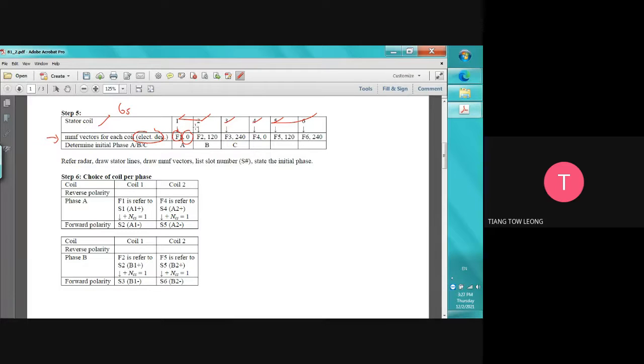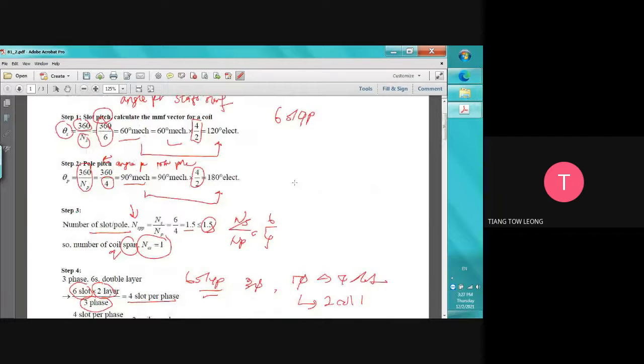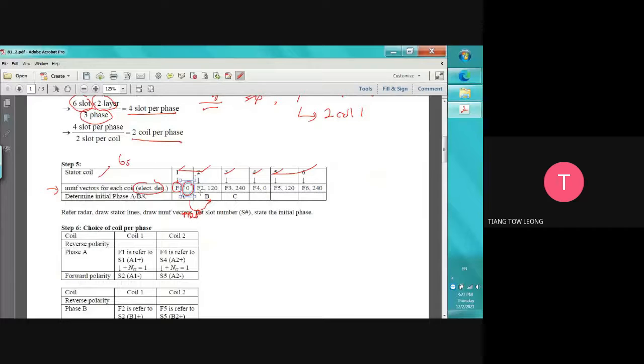And then how to get the next value is actually with plus. We plus 120 electrical degree from the calculated value. So we plus 120. Then we plus again become 240. Then 240 plus 120 become 360. 360 is start from 0. So 0 again. Then plus 120, plus 120. So we jot down like this.